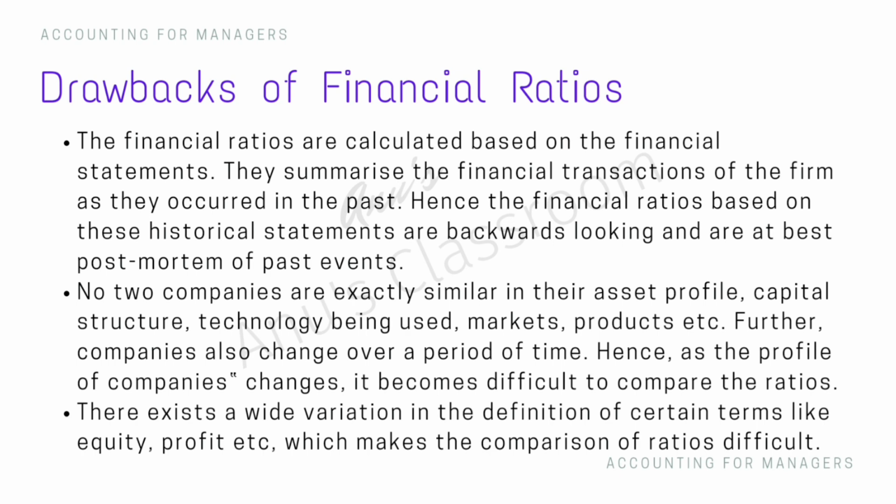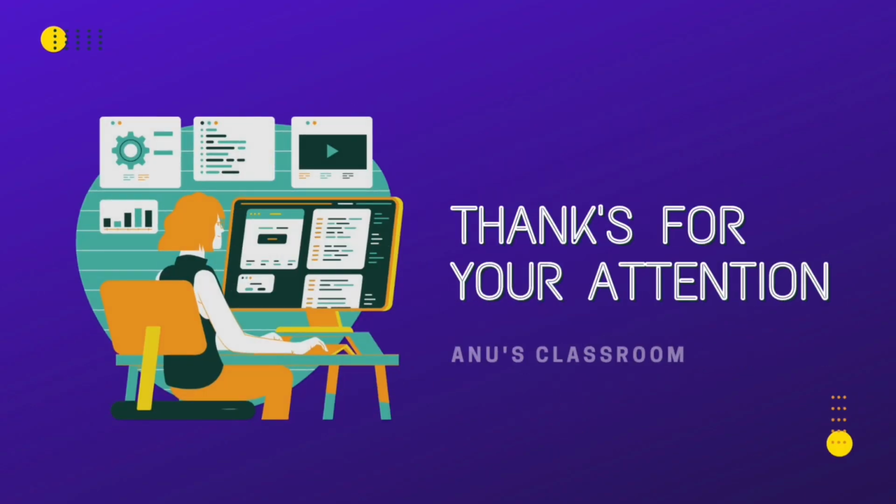So, what exactly are we comparing when we are comparing the return on equity or the net profits? What exactly is it? We cannot be exactly sure, right? We just have two figures, and we are just hoping that the definition of equity or the definition of profit is the same for us and the other firm. That's rarely the case. So those are a few drawbacks of financial ratios.